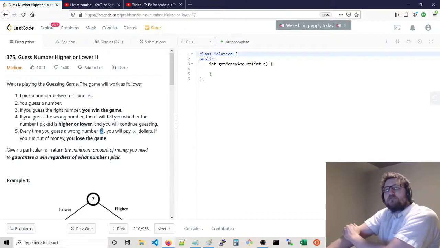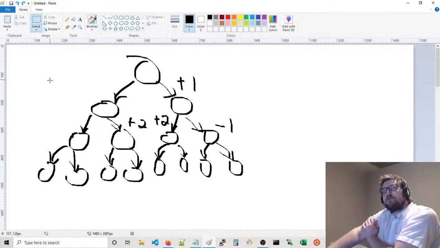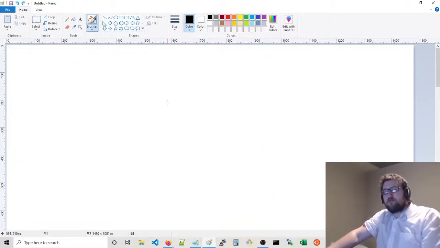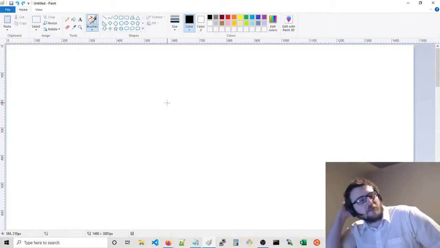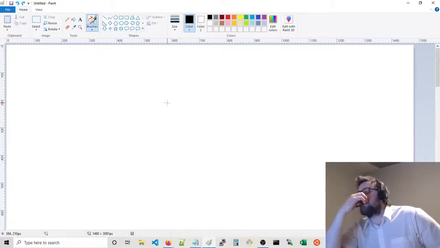If you guess the wrong number x, oh, this is a very interesting question. Okay, this is a little bit more involved. Yeah, so we've got to think about this one. The optimal strategy for the most part would be, it's basically a load balancing question. It's not quite.